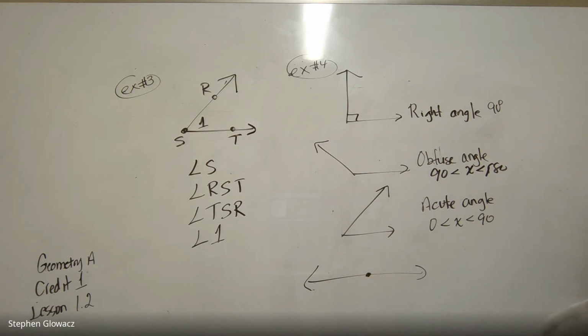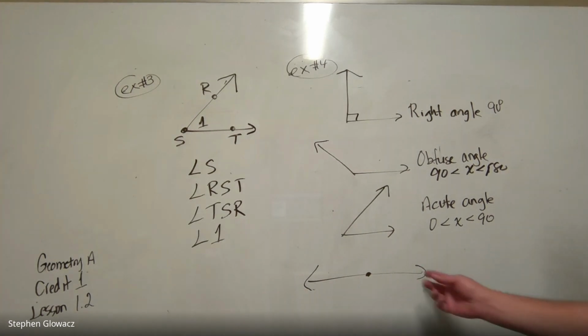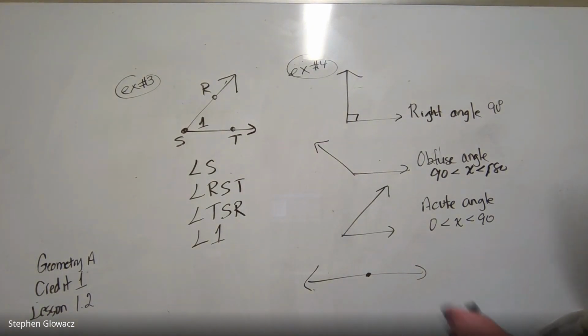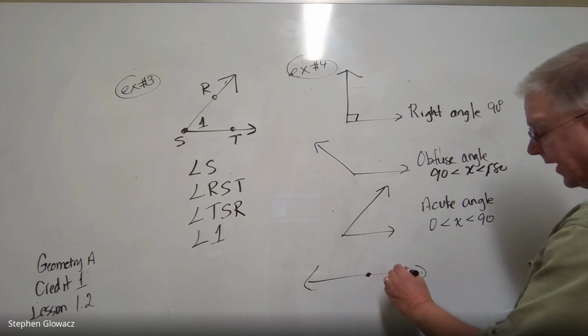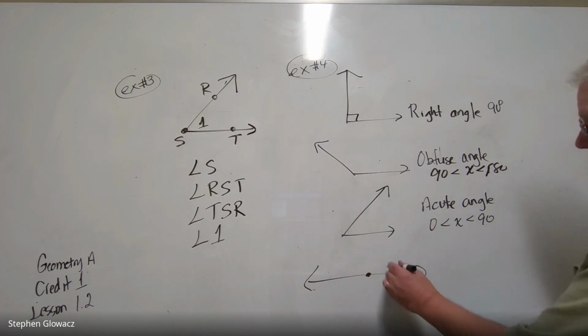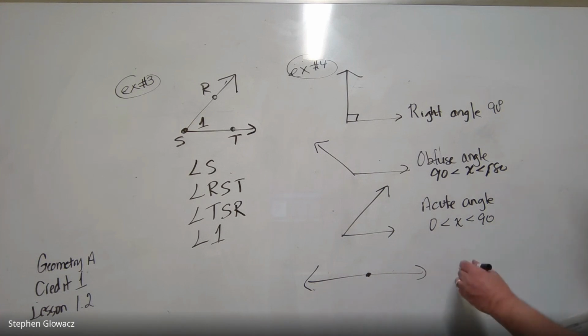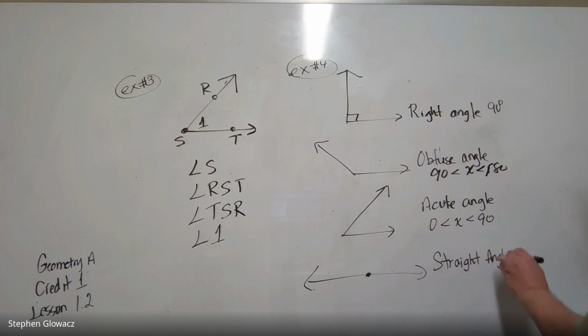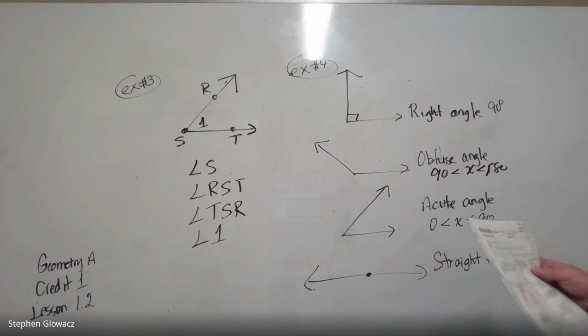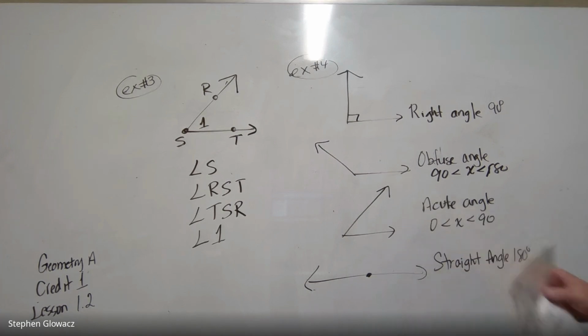And a straight angle looks exactly like that, like a line. And it is a line, but as an angle, we could call that an angle. And a straight angle measures exactly 180 degrees. So a straight angle measures 180 degrees. So that's the information you'll need for problem number 4.